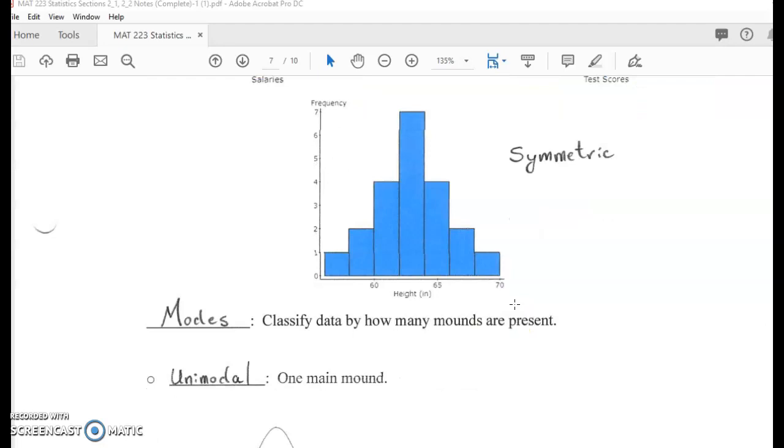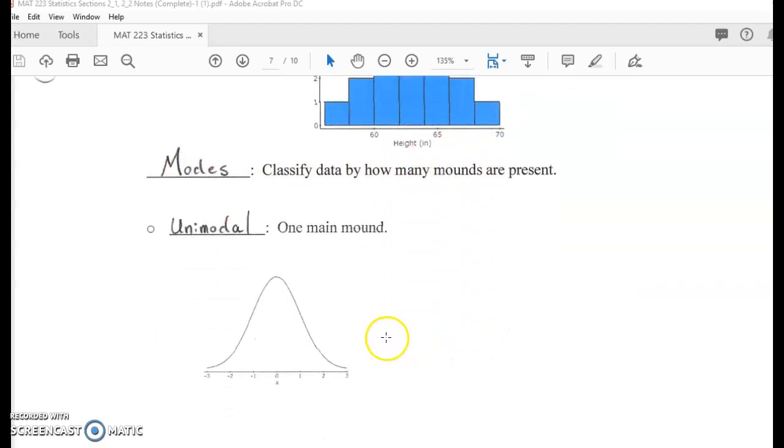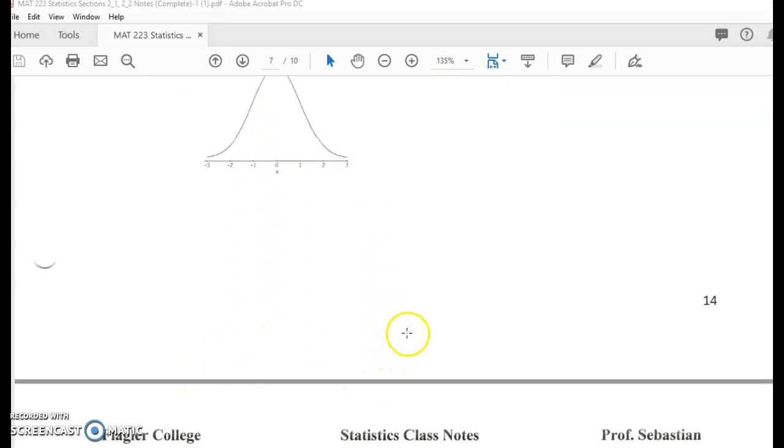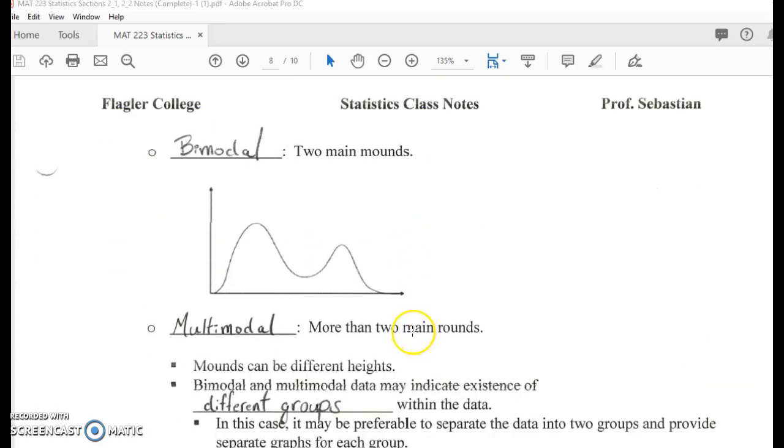The next thing about shape that you want to talk about is modes. Modes classify data by how many mounds you see. A unimodal graph would be one main mound like this. This is symmetric, and unimodal means one mound. A bimodal graph has two main mounds. It looks something like this. Once we get into more than two mounds, we don't really talk about trimodal or anything like that. We just say multimodal. There are more than two mounds.